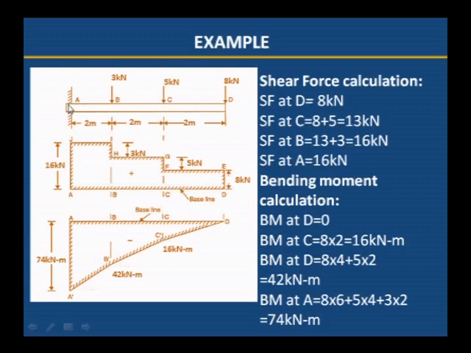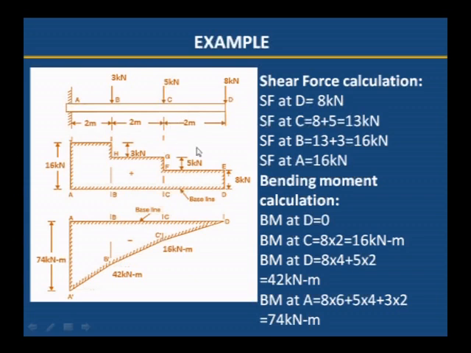To calculate bending moment at A, force is 8 kilonewton into distance is 2 plus 2 plus 2, 6. Distance from 8 kilonewton to point A is 6. 8 into 6 plus 5 kilonewton into distance is 4, 5 into 4 plus 3 kilonewton into distance is 2. All the loads into distance to the point where we require the bending moment. For A, we multiply 3 into distance, 5 into distance, 8 into distance. If it is B, 5 into distance, 8 into distance. If it is C, only 8 into distance.